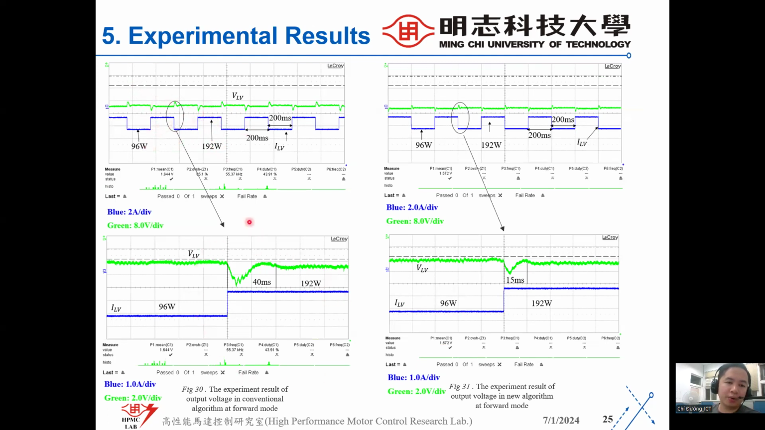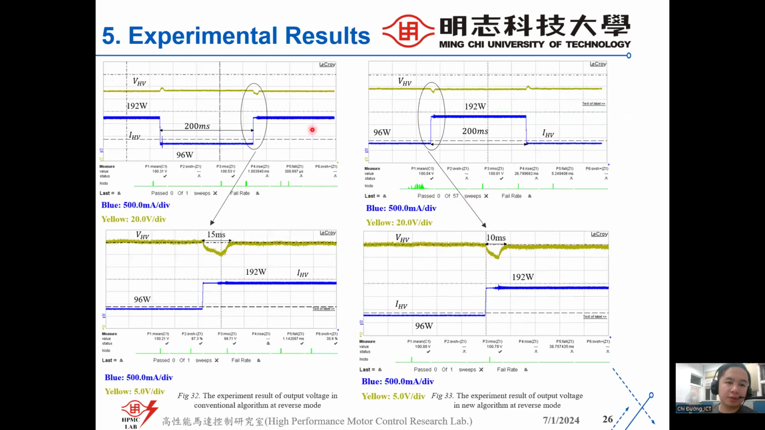And if we zoom in on the black circle, you can see the cycle time is around 40 milliseconds with the conventional algorithm. But when compared with the new algorithm, the output is also stable with 96 watt and 193 watt, 32 watt, but the cycle time is reduced compared with the conventional one.